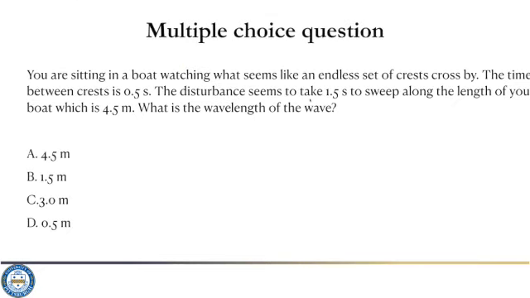So now I want you to answer this question. If you are sitting in a boat watching an endless set of crests cross by, and the time between the crests is 0.5 seconds. The disturbance seems to take 1.5 seconds to sweep along the length of the boat, though the length of your boat is 4.5 meters. And the question is, what is the wavelength of the wave?